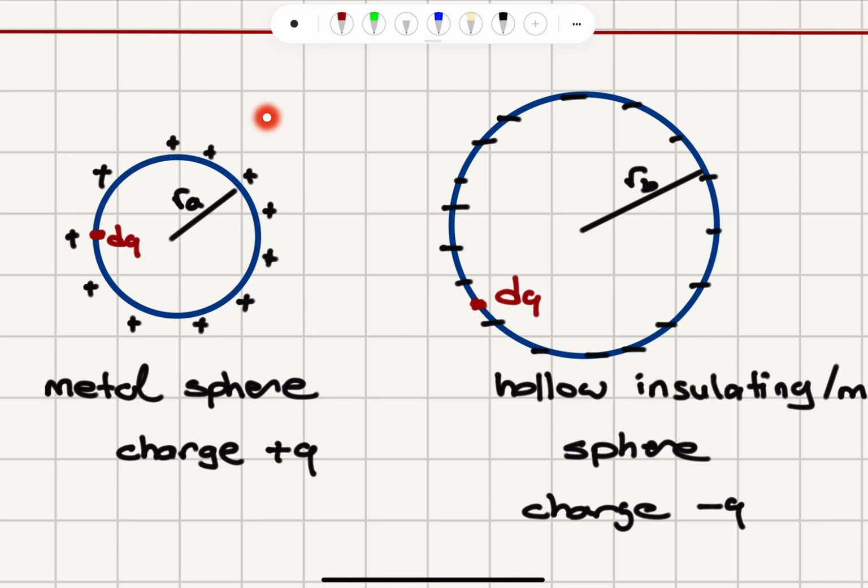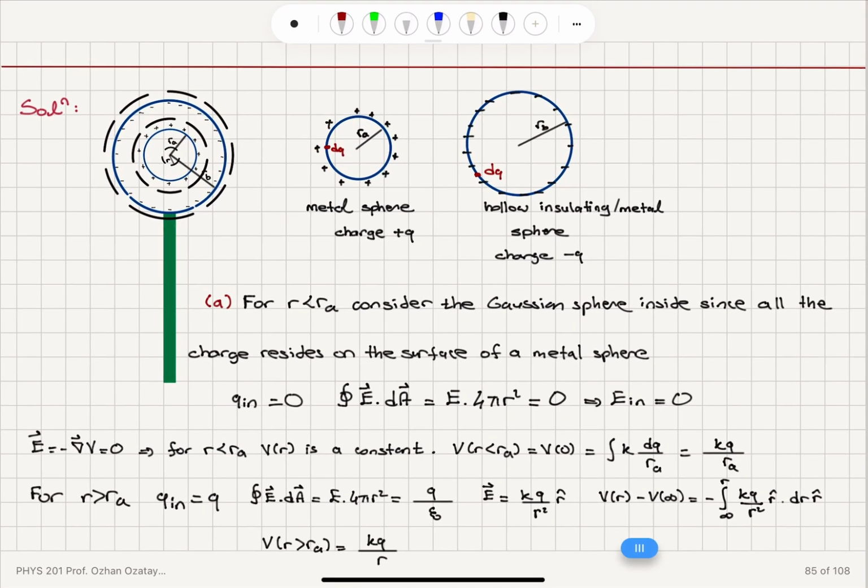And when I go outside, the potential due to this sphere is kq over R, but since I'm still inside this one, it is minus kq over R_B. So kq over R minus kq over R_B due to this one. And outside, it is kq over R due to this one also, when I'm at a radial distance R, and it's minus kq over R due to this spherical shell. So the outside potential will be equal to 0.